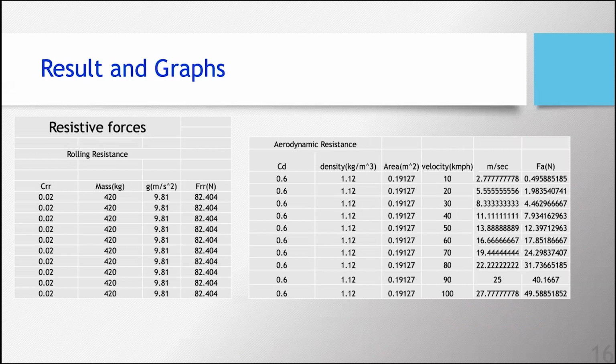Based on the shape of our vehicle, we considered a 0.6, and the density is under ideal conditions. The front view area is actually designed and found out to be this much, and as velocity plays a major role here, we have taken it until the top speed, and we have calculated the aerodynamic resistance too.